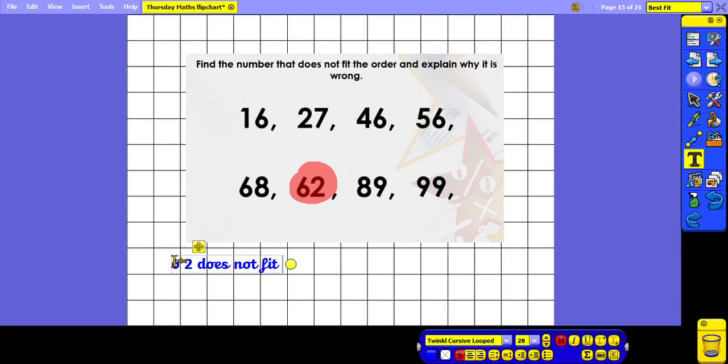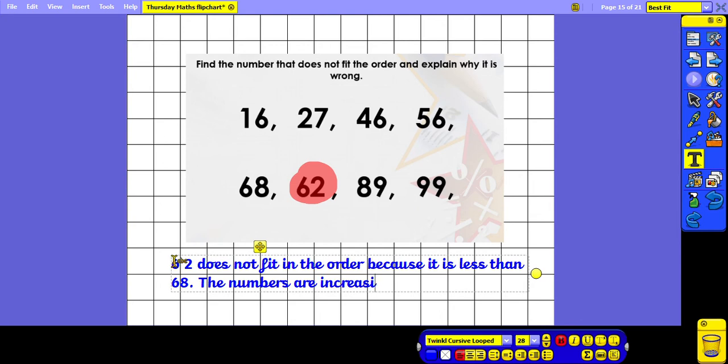So 62 does not fit in the order because it is less than 68. The numbers are increasing, or getting greater each time.